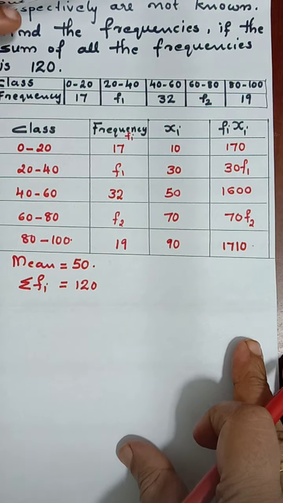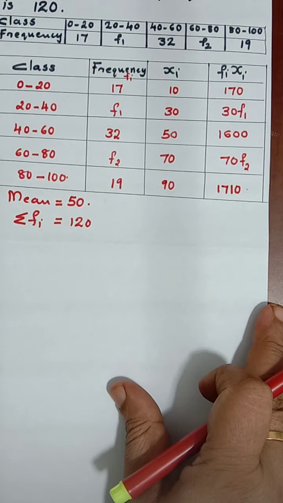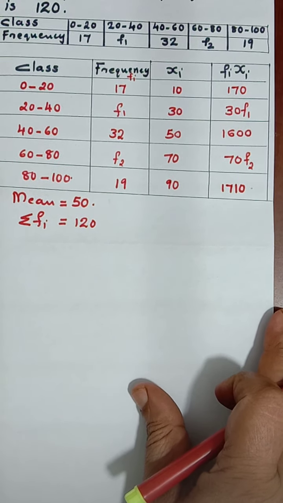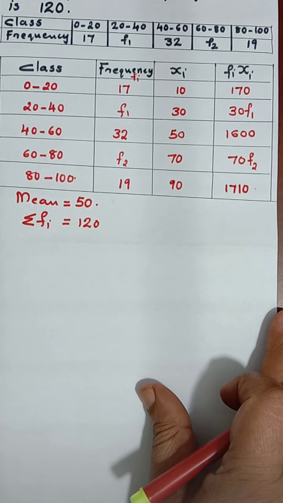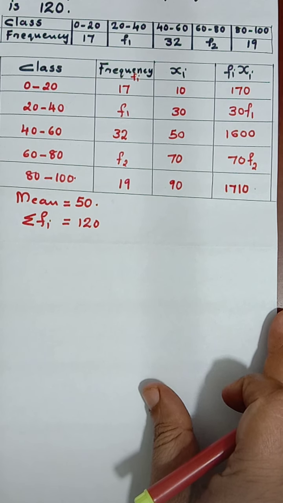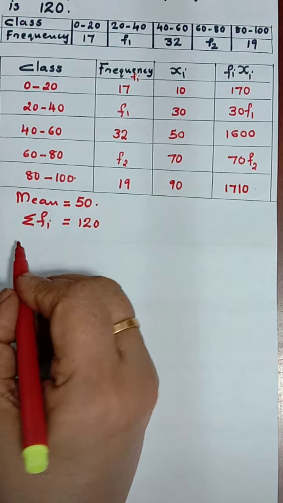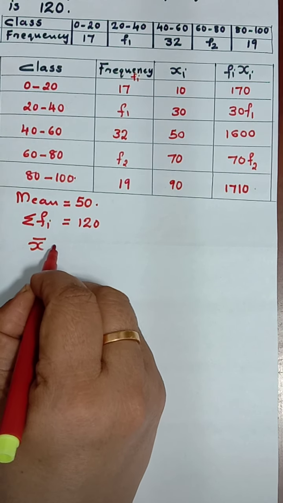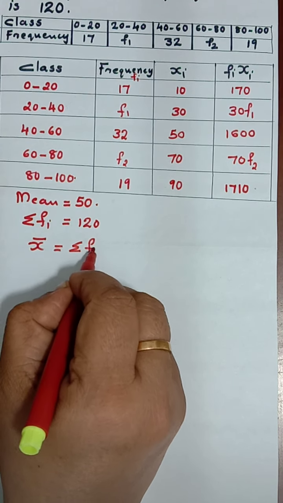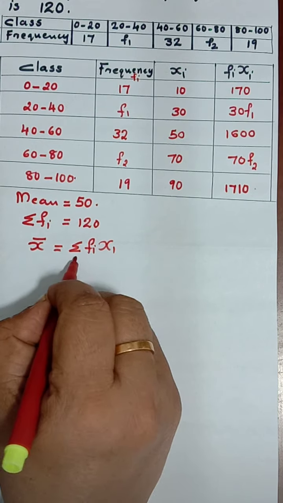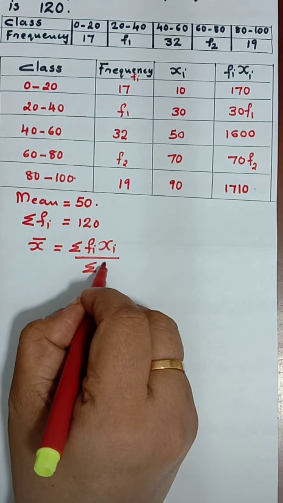Now our formula everybody knows. Which formula are we considering? It is the direct method formula. Always when you are missing f1 and f2, it is better to use the direct method because that is simple. X bar is equal to sigma FiXi divided by sigma Fi.